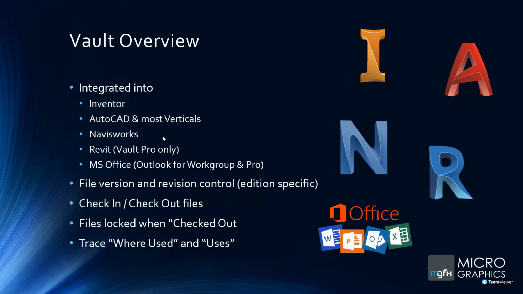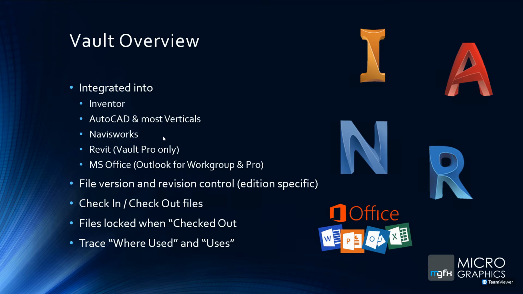Now that we know we can put information in and out of Vault, Vault can take that information and add version control and revision control. You'll see that revision control is edition specific. So basically for Workgroup and Professional, you can control revisions. For Vault Basic, you would have what we call file versioning. And that essentially is every time you check a file out of Vault, which is actually the next point there, when you check a file out of Vault, you're telling Vault that you want to modify that file.